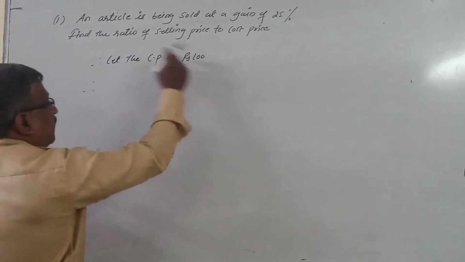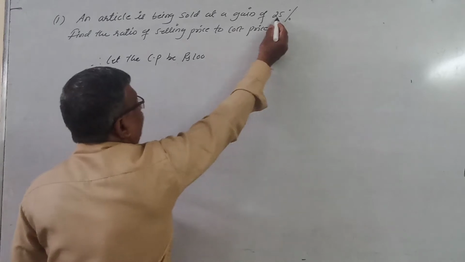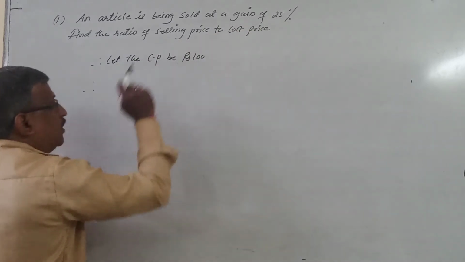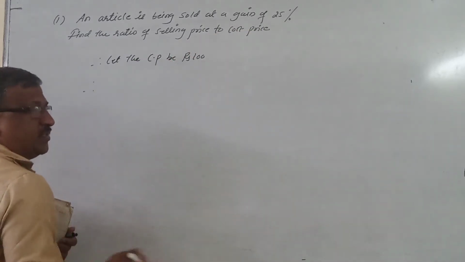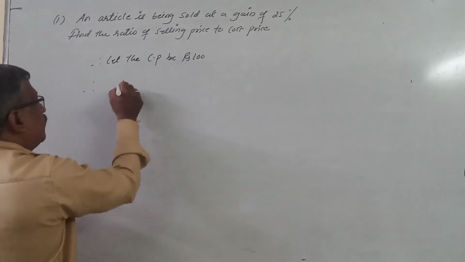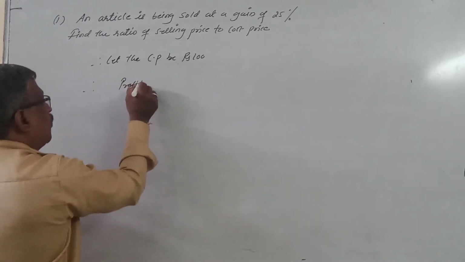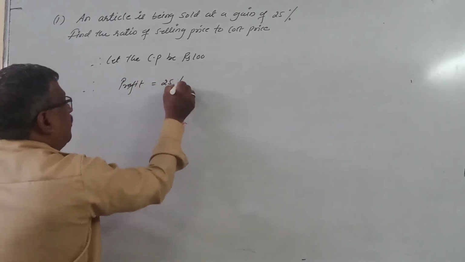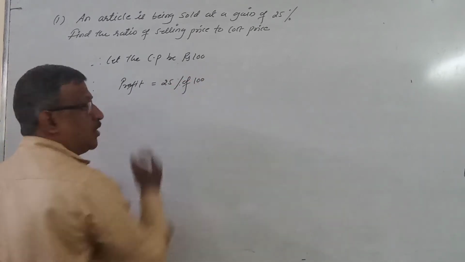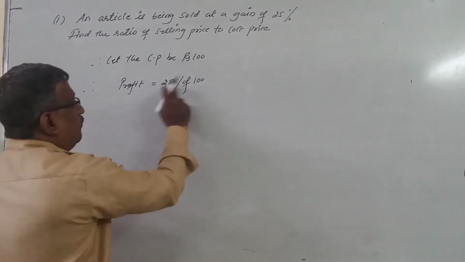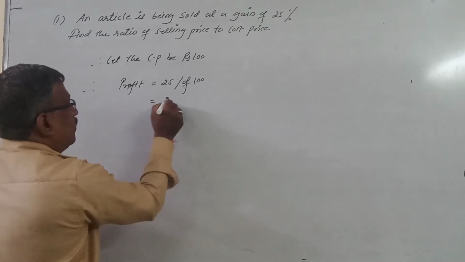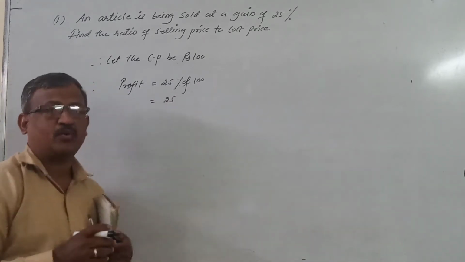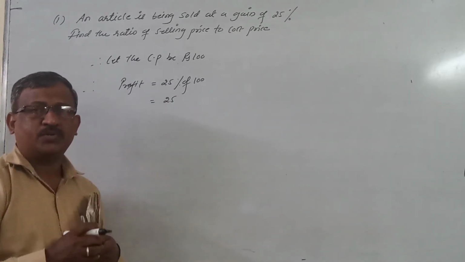So if your cost price is 100, we know you want 25% profit on your cost price. As the cost price is known, I can easily find the profit. So first you calculate the profit. Profit is 25% on what? On 100 rupees. If you calculate 25% on 100 rupees, you get 25 rupees. It means you want 25 rupees profit.